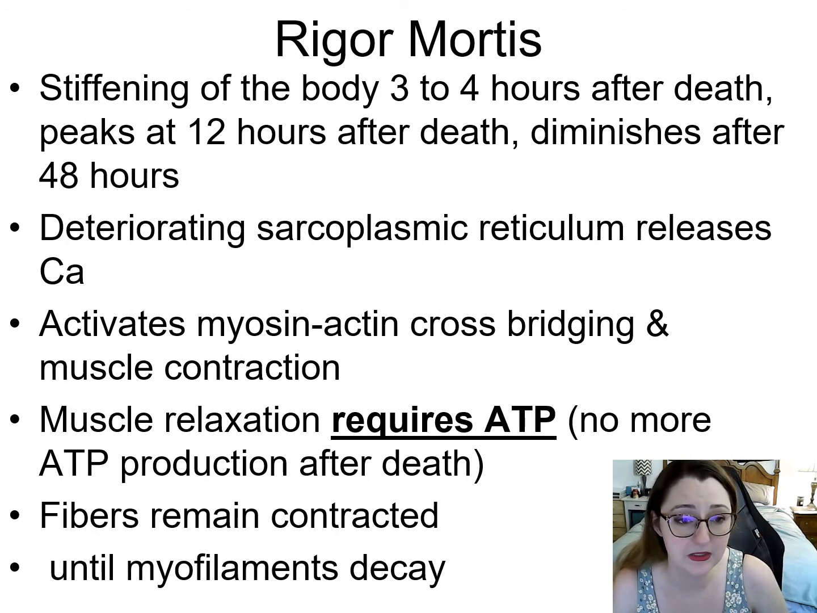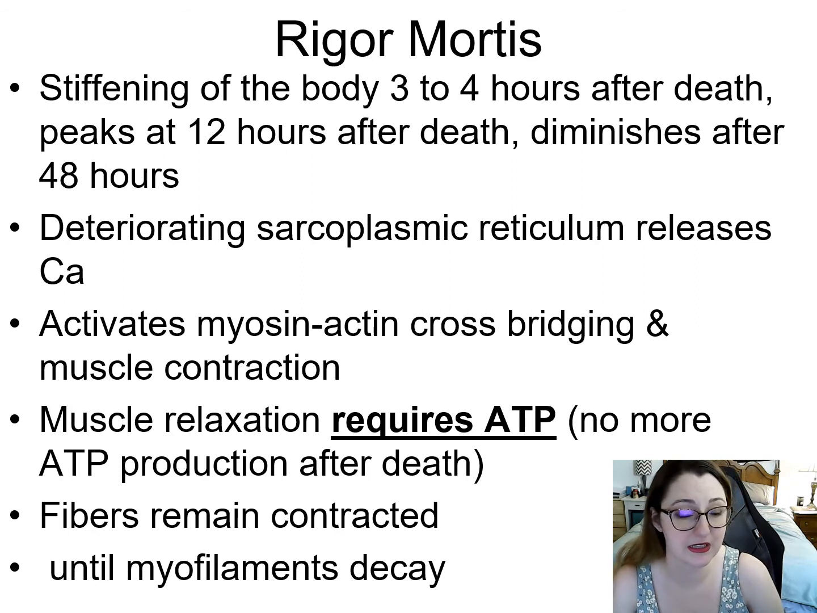So what happens when the muscle contracts is it's going to stay contracted until you have ATP that allows for that contraction to stop. If you don't have ATP, the muscle won't relax. So if you're dead, you're not going to produce any more ATP. So that is why your muscles contract and it's hard to move a body after it has died.